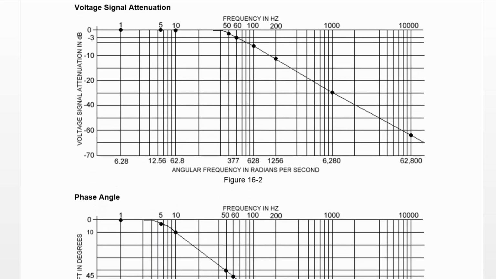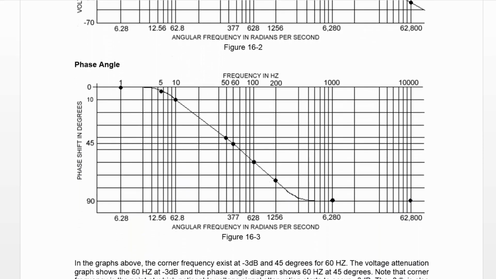And here's a plot of the phase angle. So again, we'll plot our frequency. At 1 hertz, we're at maybe 1 degree, maybe less than 1 degree. And then at 5, we're at like 3 degrees phase shift. And then at 10, we're at 10 degrees phase shift. At 50, we're at about 41 degrees phase shift. And then at 60 hertz, we're at 45 degrees phase shift.